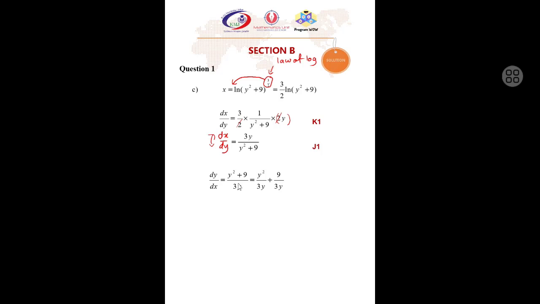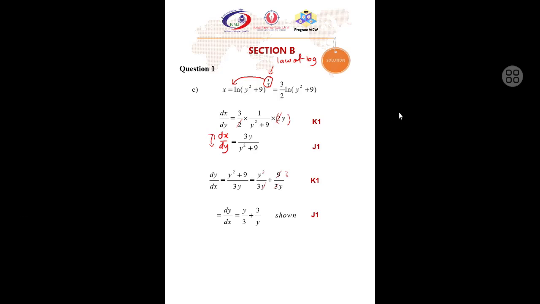And you can simplify this function because this is a basic fraction. So y squared over 3y plus 9 over 3y. Okay, so y squared over y, you will get y over 3 here. This is 9 over 3y, you will get 3 over y. Just simplify this function. So that is your J1, you already shown. Here you can simplify, you get 3. Alright, so question 1C, okay, done.